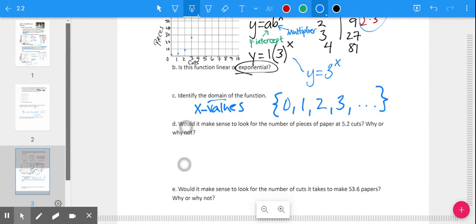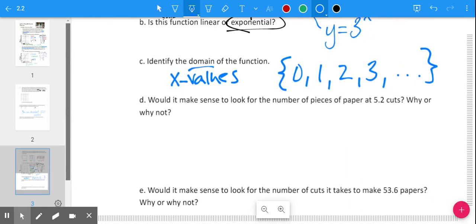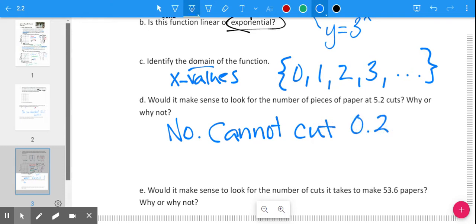Would it make sense to look at the number of pieces of paper at 5.2 cuts? No. If you don't cut all the way through a sheet of paper, it's still a sheet of paper. So you cannot cut 0.2 times. If you cut a fifth of the way through the piece of paper, 0.2 times, it's not going to create a new piece of paper.